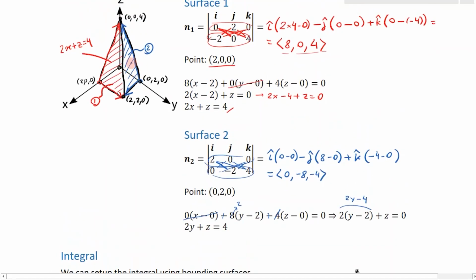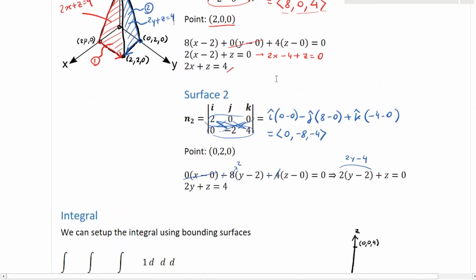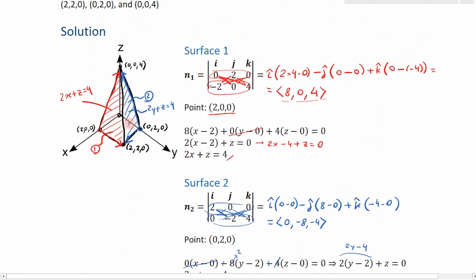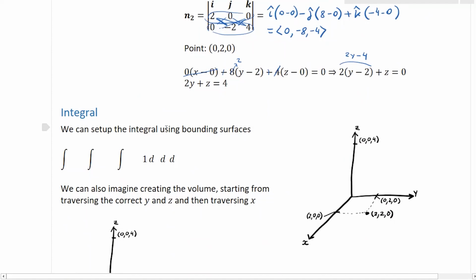So then the blue surface has an equation 2y plus z equals 4. Now let's set up the integral. I will set it up using the concept of bounding surfaces. So we need 6 bounding surfaces, and we need to be careful that the bounds of integration have correct dependencies, meaning that outer bounds should be constant, inner bounds should only depend on this outer variable, and the innermost bounds can be anything. I will try choosing the order dx, dy, dz. Turns out it is a good order.